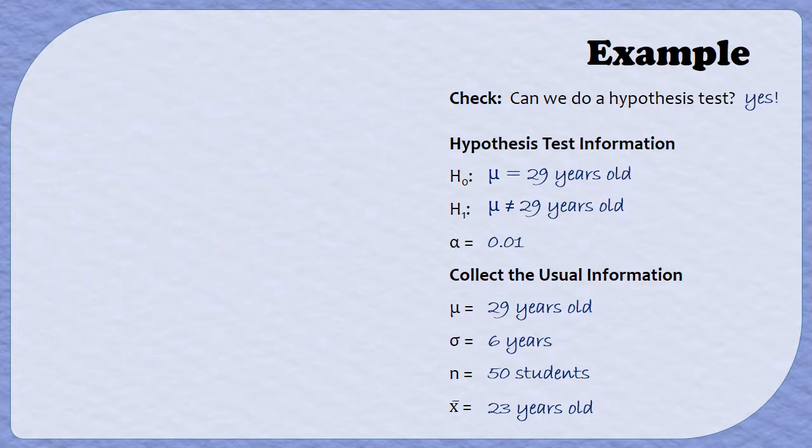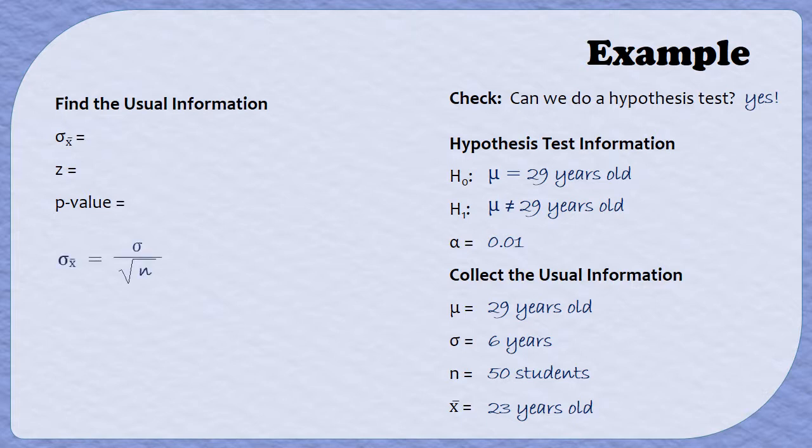And now we're going to find the usual information. So we're going to find a sigma x bar, a z, and the p-value. This is the mathy part of a hypothesis test. Now our formula for sigma x bar is the same as it always has been. It's going to be sigma over the square root of n. Since I have this nice summary on the right-hand side, I know that this is going to be 6 over the square root of 50. And we were told to round interim values to the nearest thousandth. So this is about 0.849. So my sigma x bar is going to be 0.849 years.